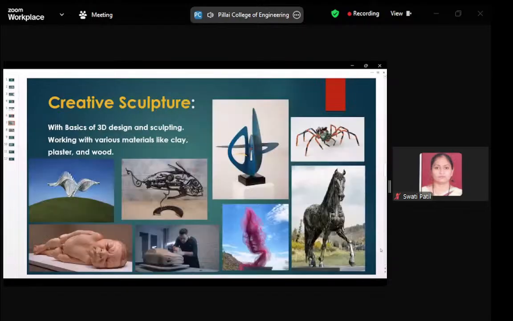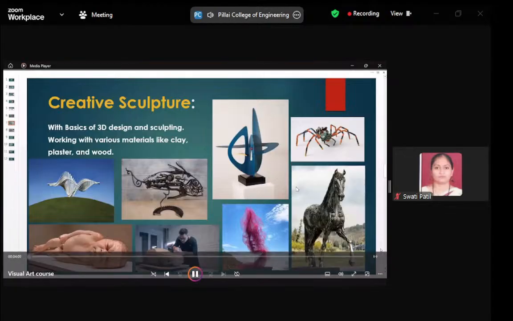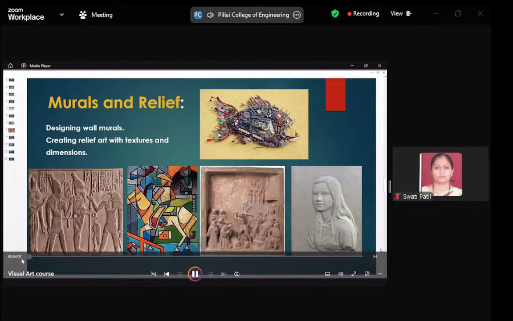Our third topic, creative sculpture, with basics of 3D design and sculpting. Working with various materials like clay, plaster, wood, metal, and fiberglass. Our fourth topic, murals and relief. Designing wall murals, creating relief art with textures and dimensions.